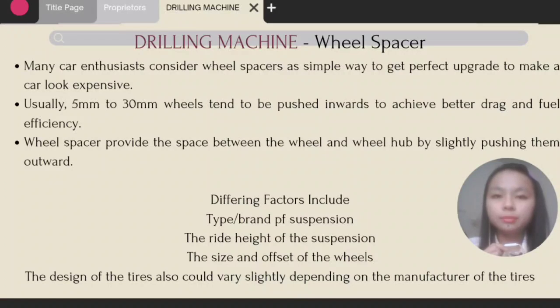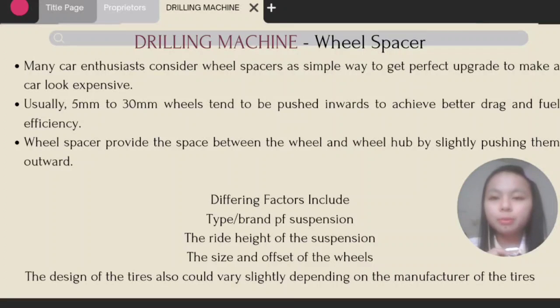I want to present about the drilling machine for wheel spacers. Many car enthusiasts consider wheel spacers a simple way to get a perfect upgrade to make a car look expensive. Usually 5mm to 30mm wheels tend to be pushed inward to achieve better drag and fuel efficiency.